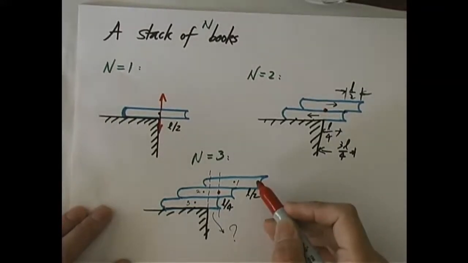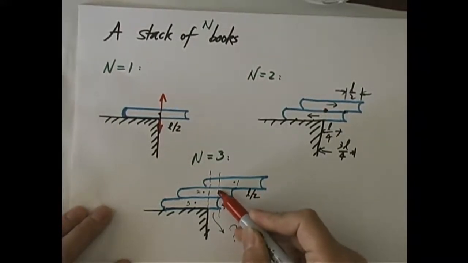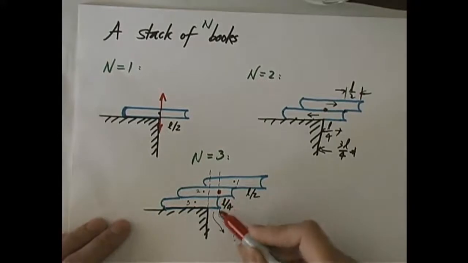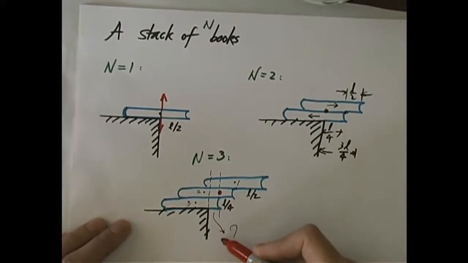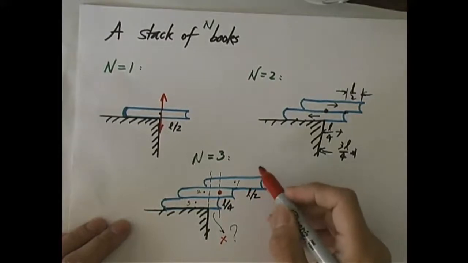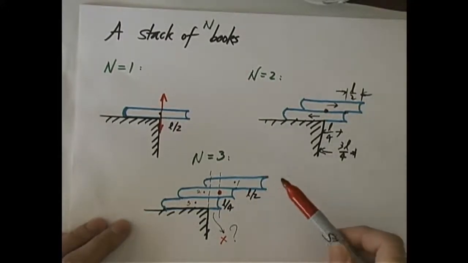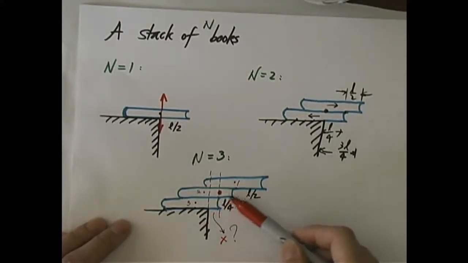A distance L over 4 from the edge of the second book is right here. What I want to know is the overhang of the third book, which I call x. What is x equal to? Well, you see, I can divide this thing into two parts. The first part consists of the first two books. The second part consists of the third book.